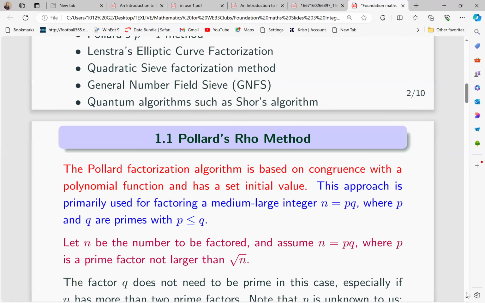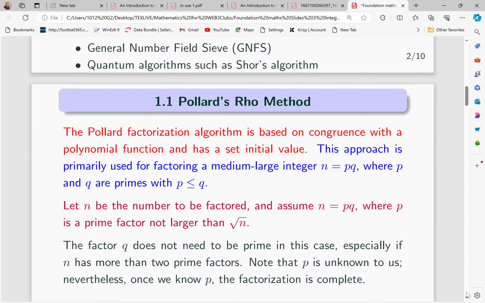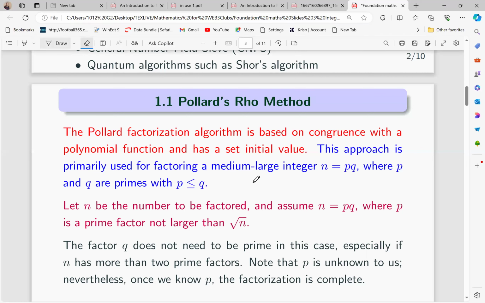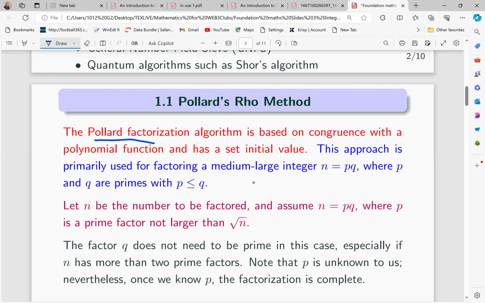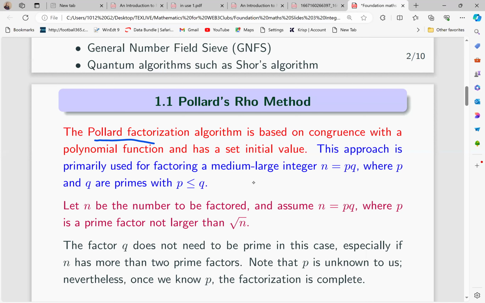Now, what is Pollard's rho method, and what does it entail? We need to know what it entails, and then from there I'll go straight to examples and show you how to use it to factorize. This algorithm, which we call the Pollard factorization algorithm, is based on what we already know, the knowledge of congruence.